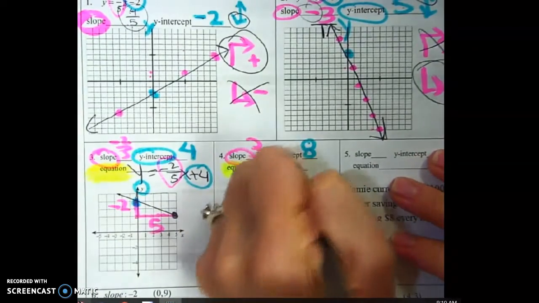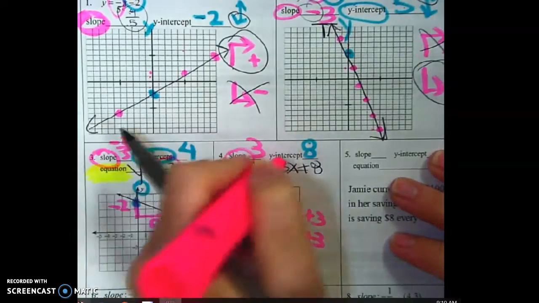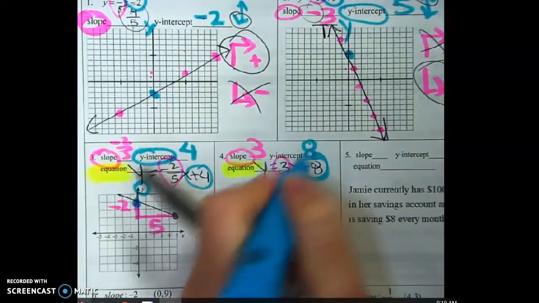Y equals 3x plus 8. There's my slope, and there's my y-intercept. All right, let's go to the next one.